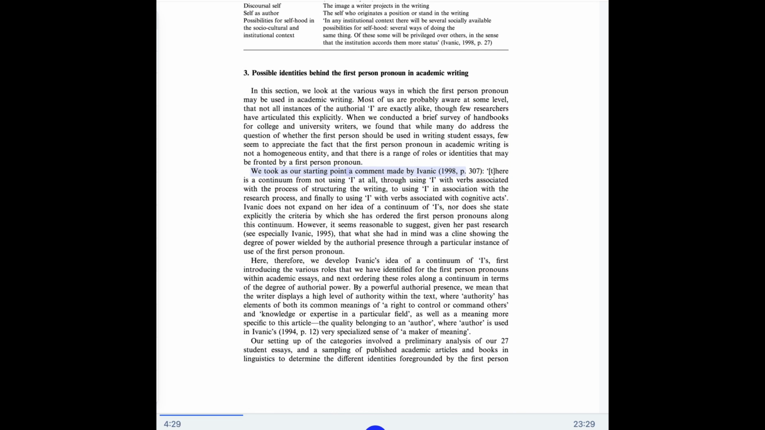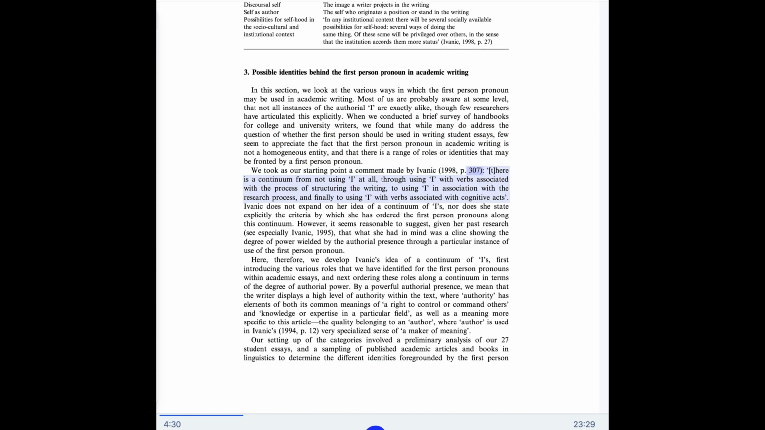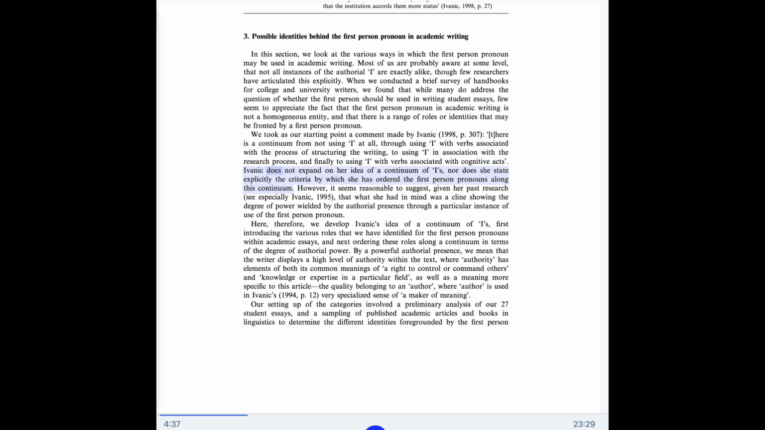We took as our starting point a comment made by Ivanic (1998, p. 307). Here is a continuum from not using I at all, through using I with verbs associated with the process of structuring the writing, to using I in association with the research process, and finally to using I with verbs associated with cognitive acts. Ivanic does not expand on her idea of a continuum of I's, nor does she state explicitly the criteria by which she has ordered the first person pronouns along this continuum.